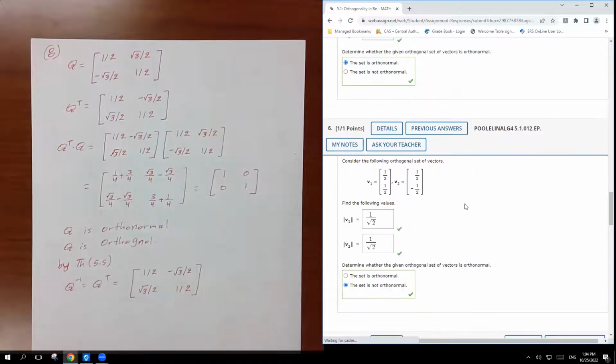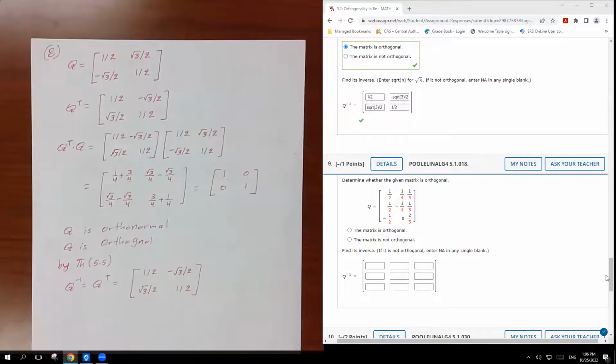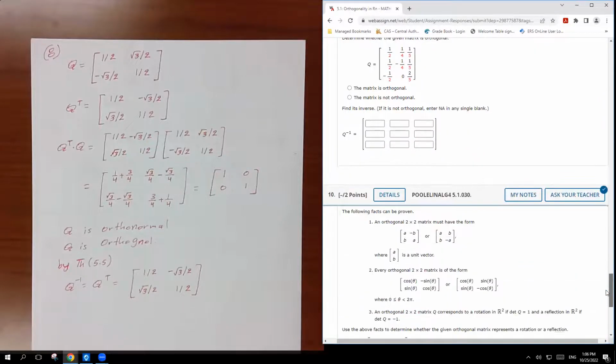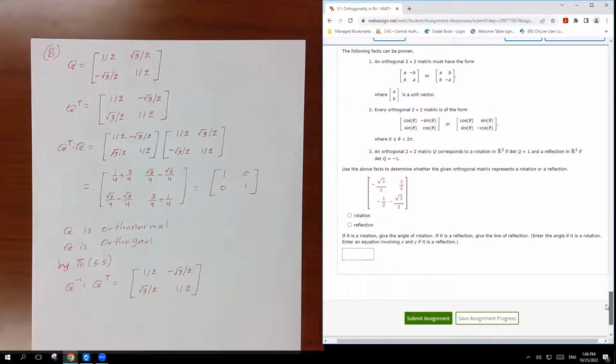That's it for this example. I used theorem 5.4 and the last theorem, which is 5.5. So for example 9, you're going to do exactly the same thing. Let's go to example 10. Let's check how we're going to solve this one.